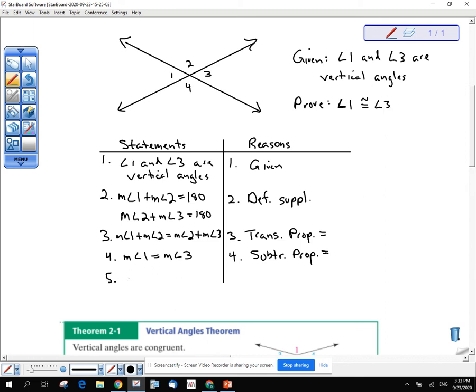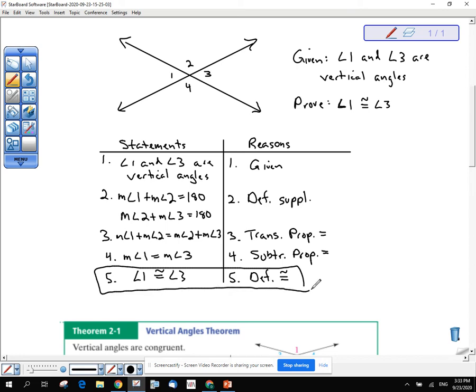But some teachers will require this. Angle 1 is congruent to angle 3, and that would be the definition of congruence. Okay, I always leave that off. This is an unnecessary step in my opinion, but other teachers may disagree. So that's your first proof. Give yourself a pat on the back.